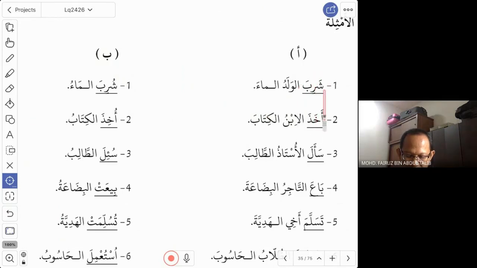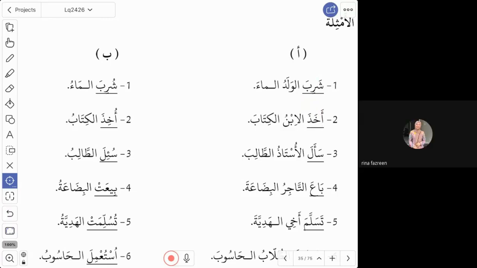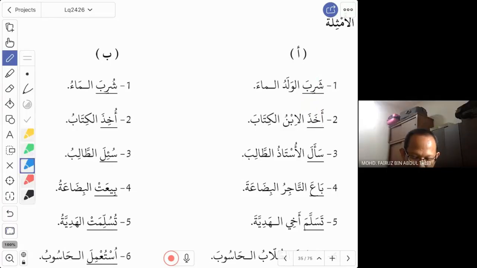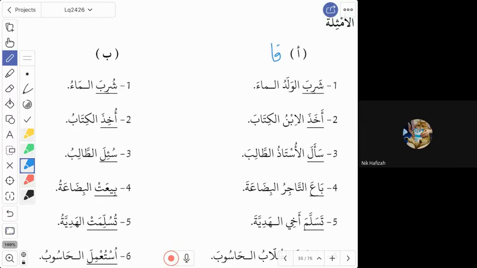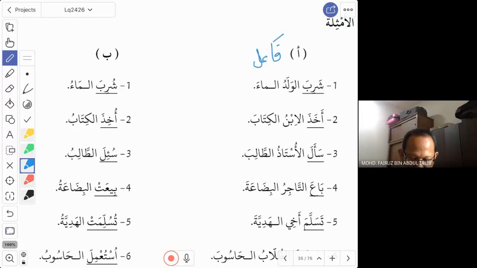Is the person who drank the water mentioned? Is the person who drank the water known, or unknown? Known. So here, the fa'il is known. Please take note of this: the fa'il is ma'lum. Known here means that the fa'il is mentioned.